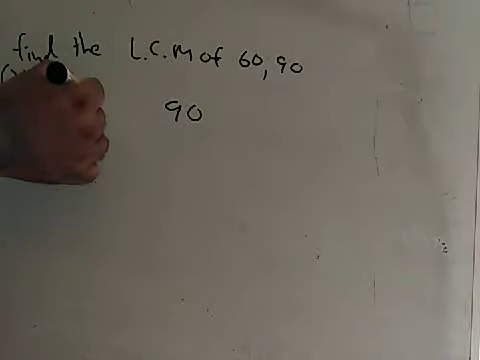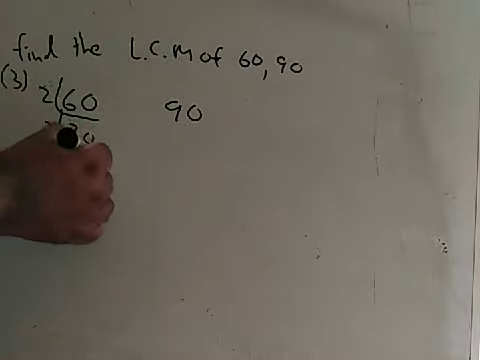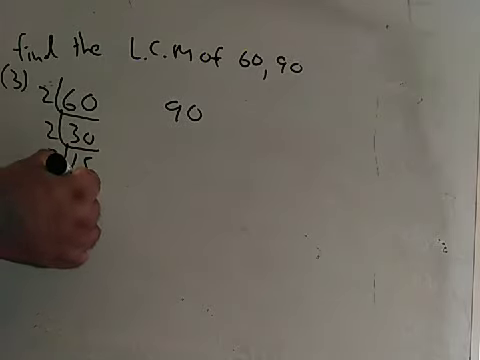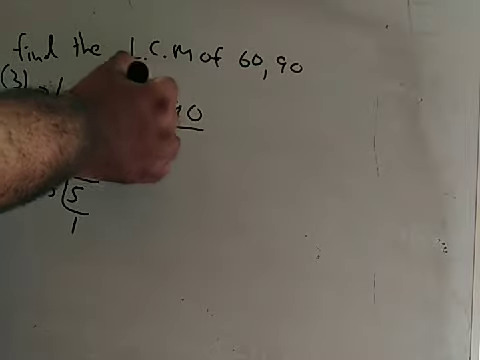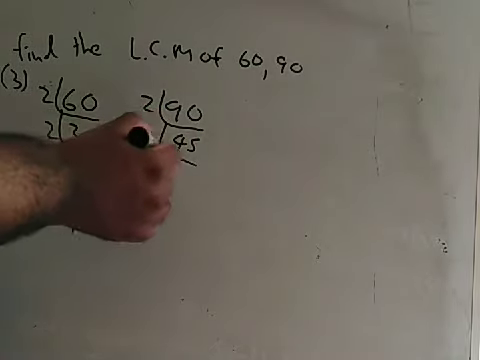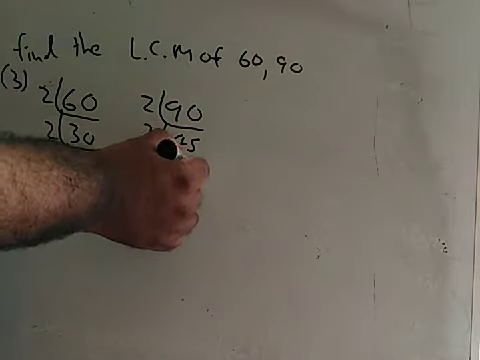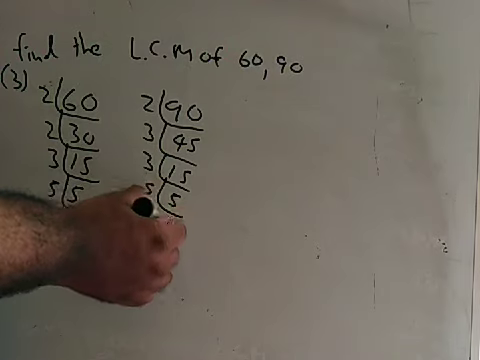Next, divide by 2. 60 divided by 2, 30. When 30 divided by 2, 15. Again 15 divided by 3, 5. Again 5 divided by 5, 1. Then 90 divided by 2, 45. 45 divided by 3, 15. Again 15 divided by 3, 5. 5 divided by 5, 1.